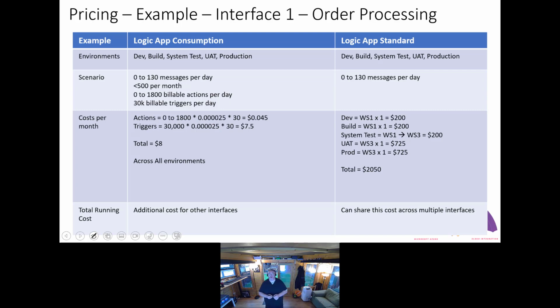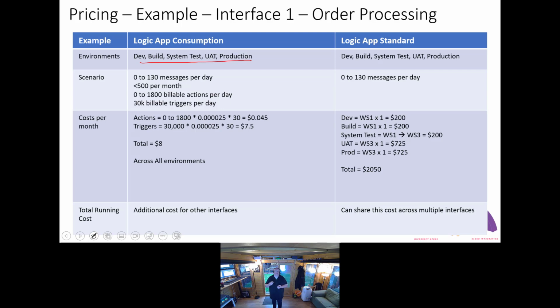See, this is our order processing interface. So if you notice, we've got a bunch of environments here. We've got a dev, a build environment, system test, UAT, and production. This interface is a very small, simple interface, but it has a lot of business value. So we're processing really high value orders that might be in the tens of thousands to hundreds of thousands worth of value for an individual order, but we don't process that many of them.